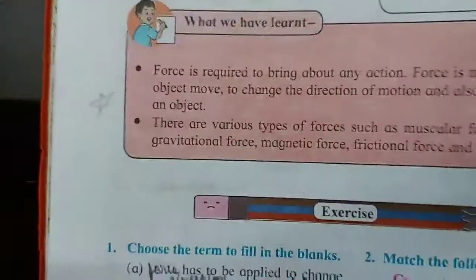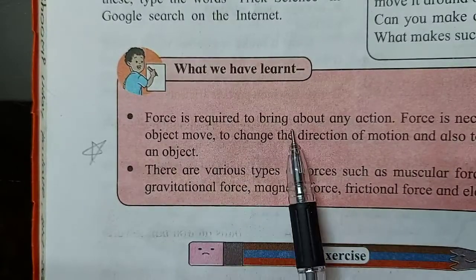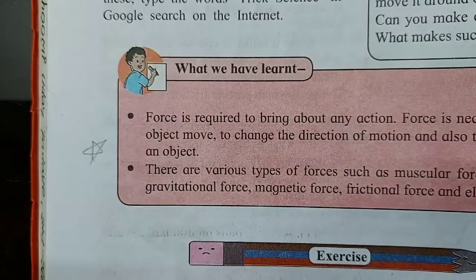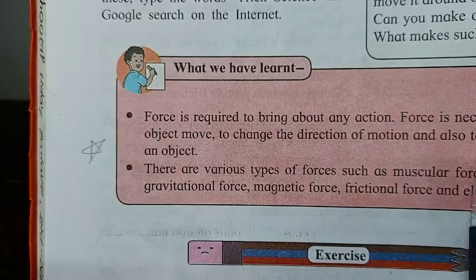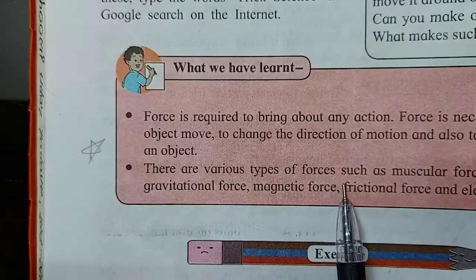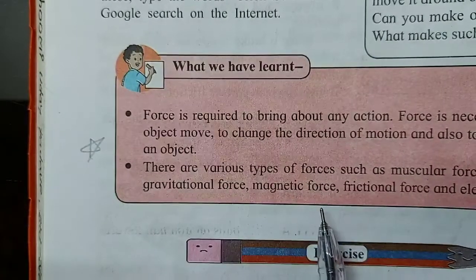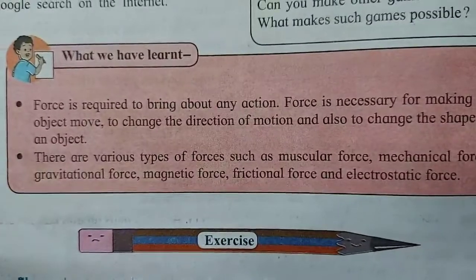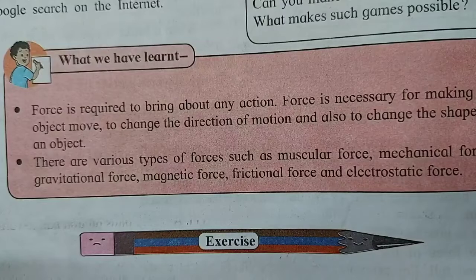Right children, be prepared. What we have learnt: force is required to bring about an action, any action. Force is necessary for making an object move, to change the direction of motion and also to change the shape of the object. There are various types of forces such as muscular force, mechanical force, gravitational force, magnetic force, frictional force and electrostatic force. So children, I hope you all have understood the chapter.